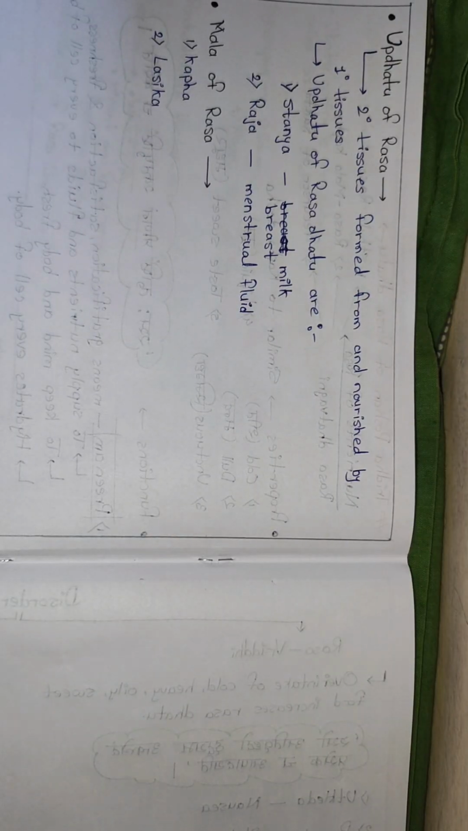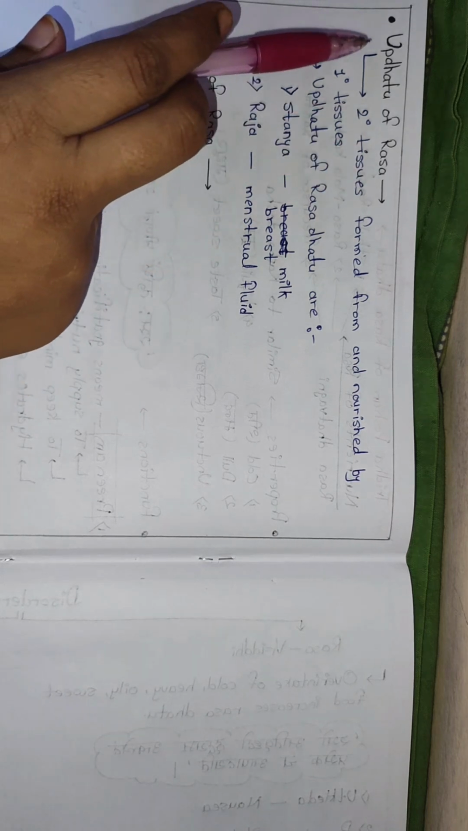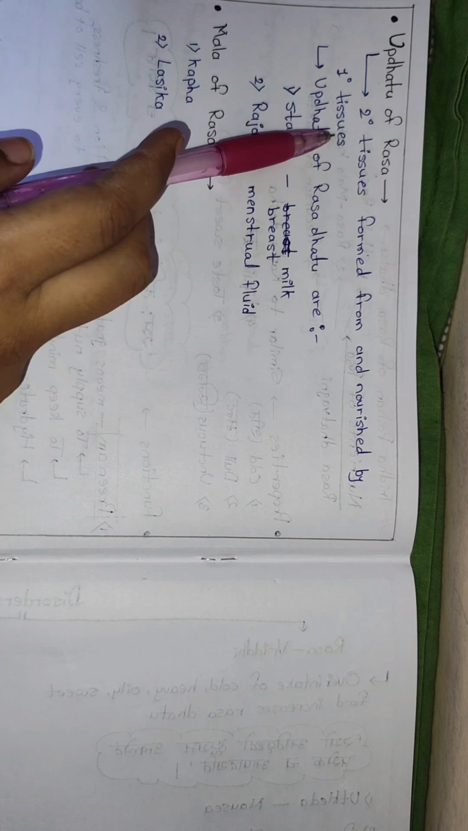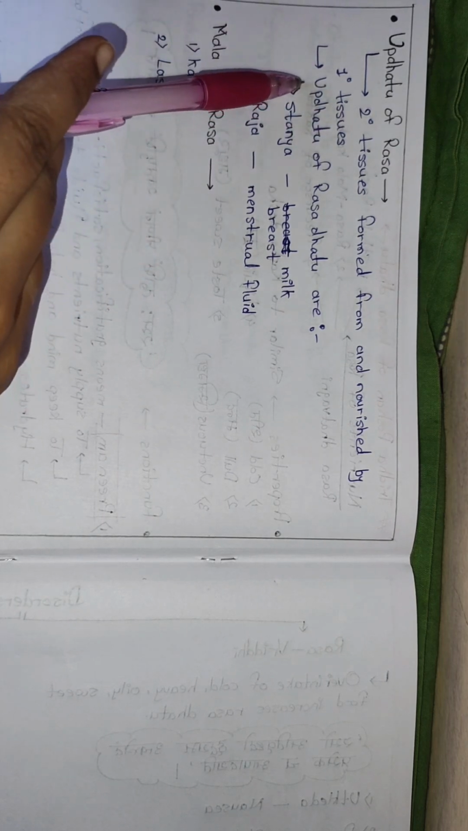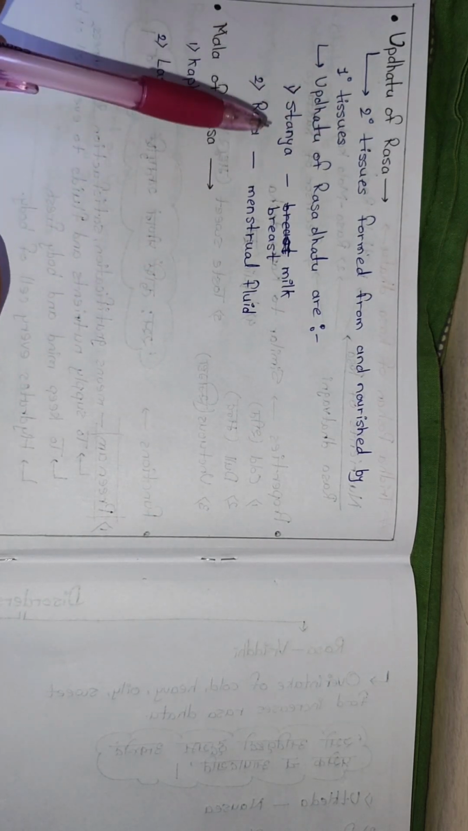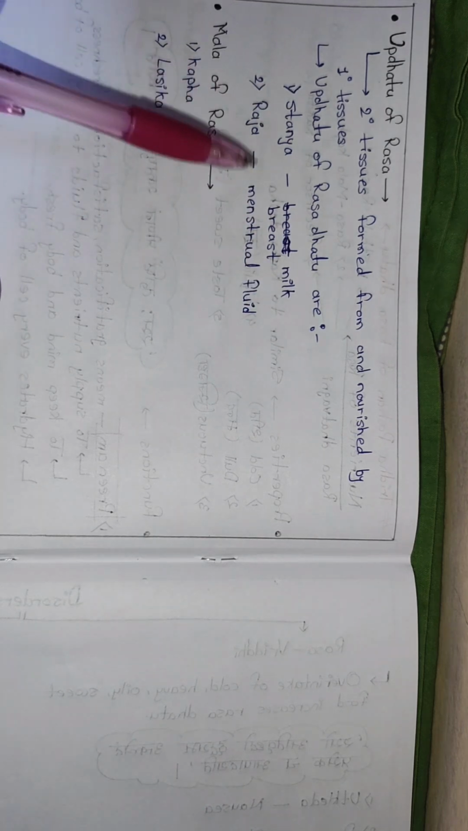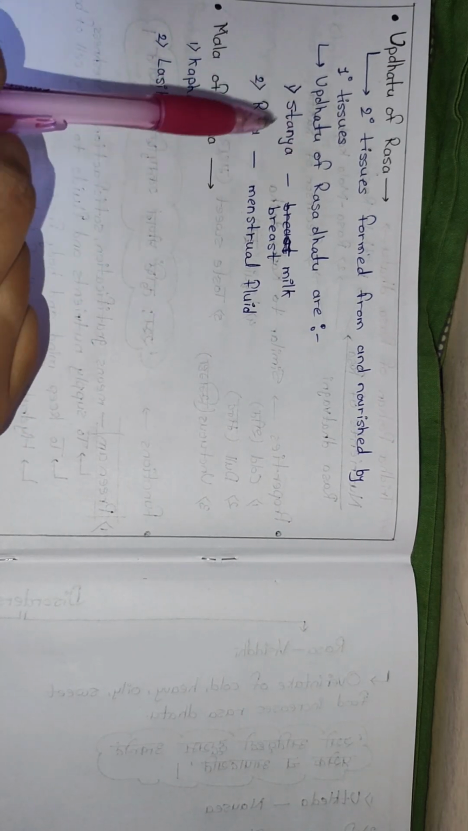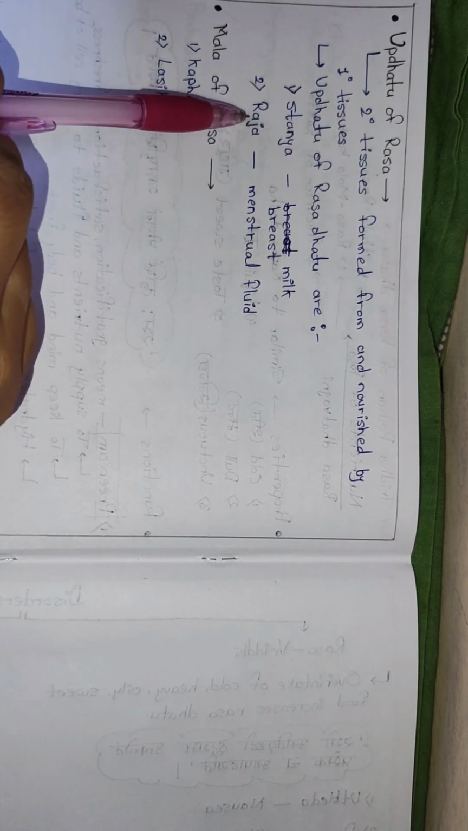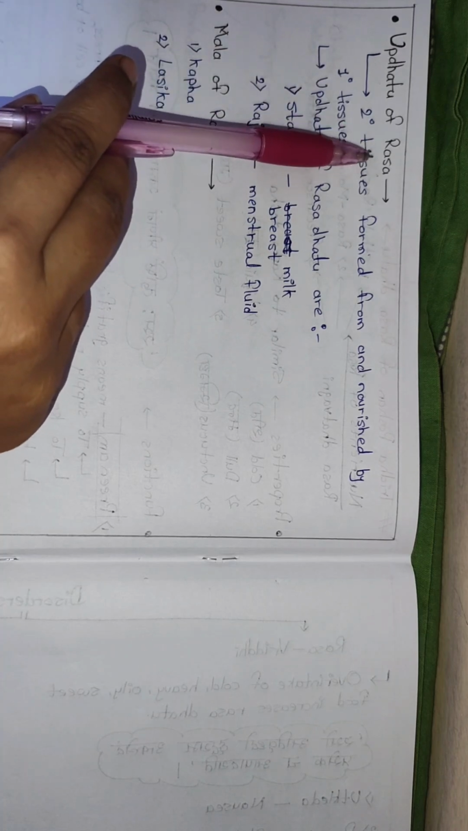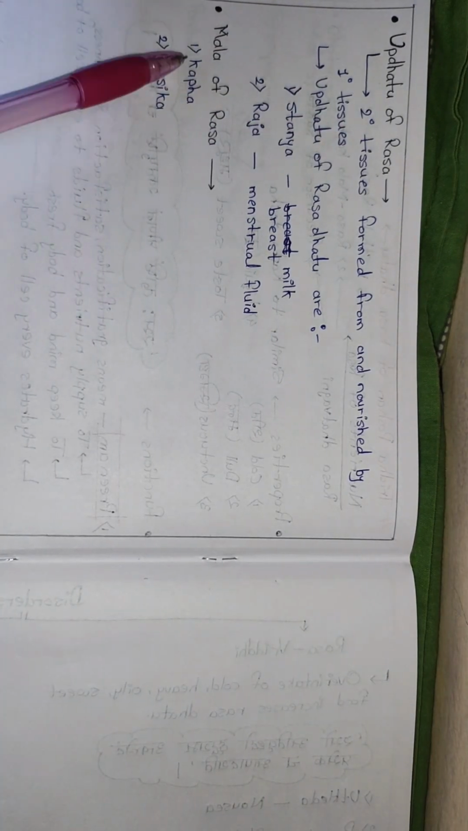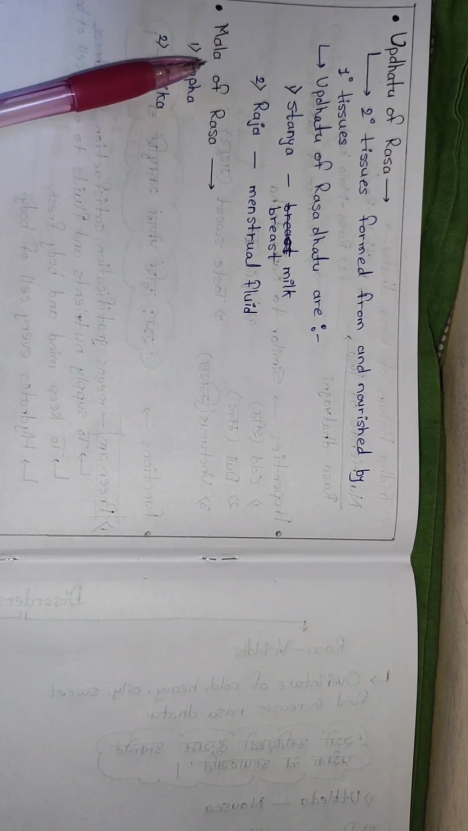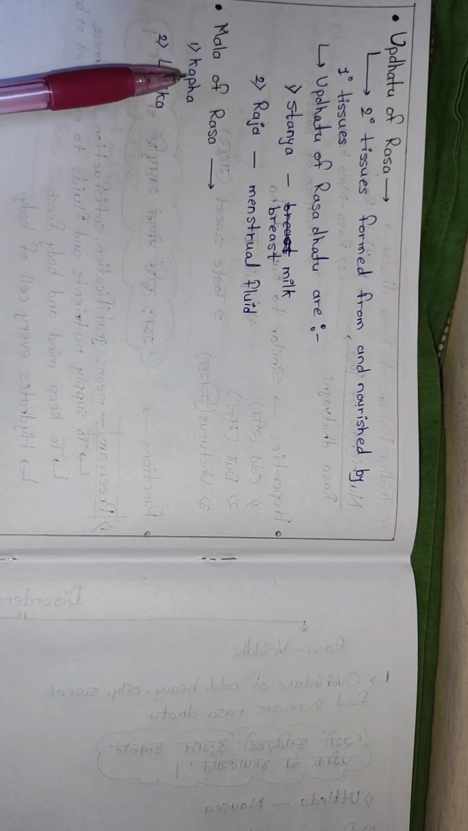In the last, we will also see the upadhatu of Rasa dhatu. Upadhatu are the secondary tissues that arise and are nourished by the primary tissues. The upadhatu of Rasa dhatu given here are stanya, that is breast milk, and raja, menstrual fluid. So these two upadhatus, these two secondary tissues, are formed and nourished by the primary tissue, that is Rasa dhatu.